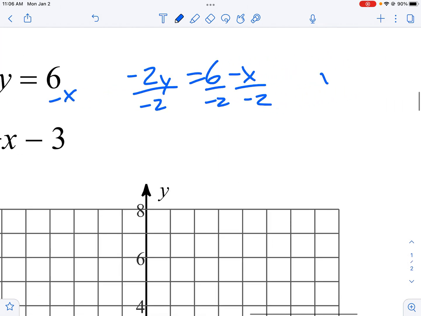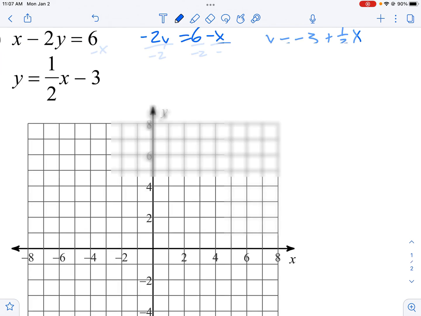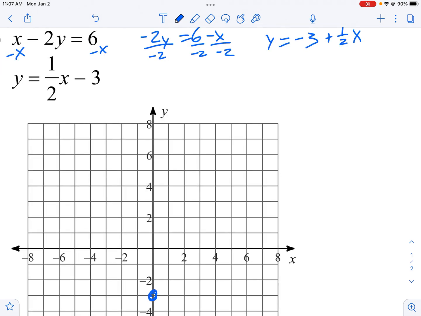And we got y equals -3. Oh, that's a bad 3. And then, once again, negative x divided by 2 is going to be positive 1/2 x. Right? There's a 1 in front of the x there. And now we're going to graph this line. It has a y-intercept of -3. So I got my y-axis, -3.